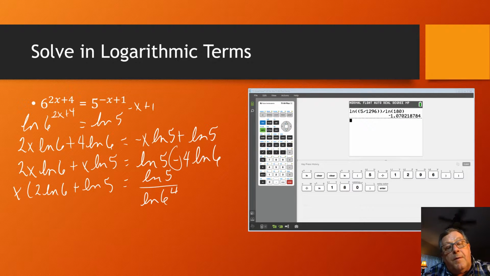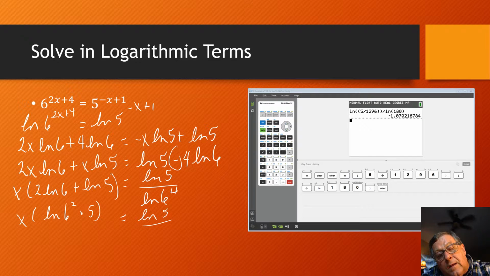Go ahead and undo that power property. And let's see what else. I'm going to put parentheses right here. Then we've got x times ln 6 squared times 5 equals ln 5 over ln 6 to the 4th power. Probably need a calculator for that.